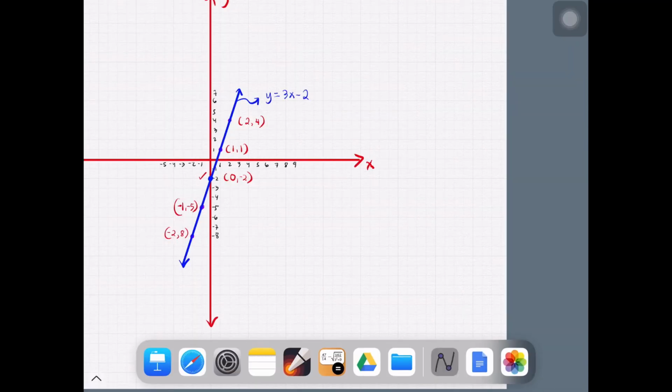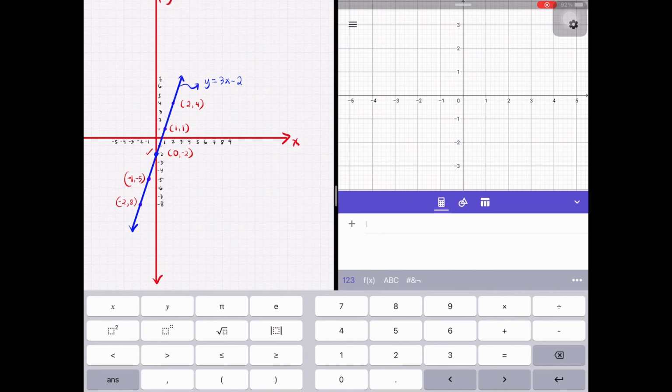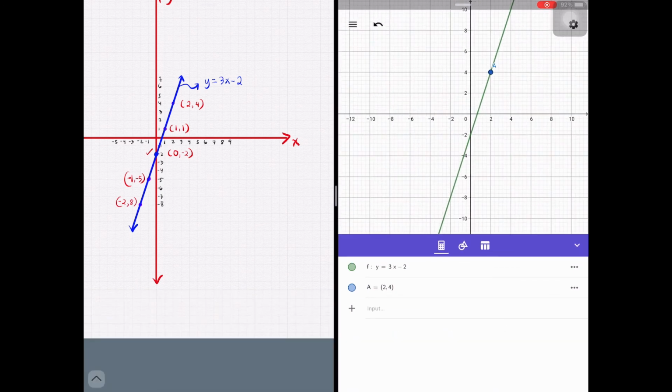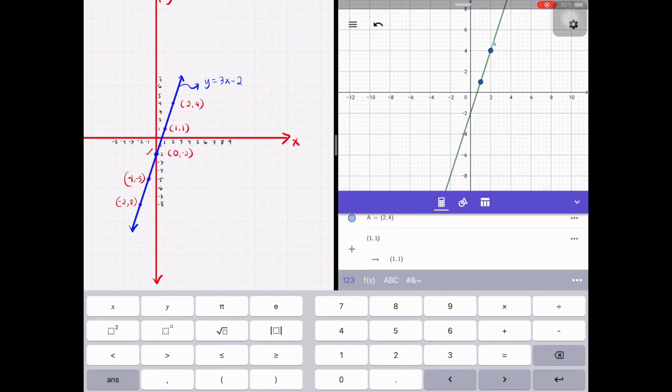Aside from verifying the correctness of the graph analytically using the points that we got through the use of slope and y-intercept, let us check if the method that we just discussed would really be effective in graphing a given linear equation just by using its slope and y-intercept. Graphing y equals 3x minus 2, we have this. Let's check now the points if they would really be on the line.